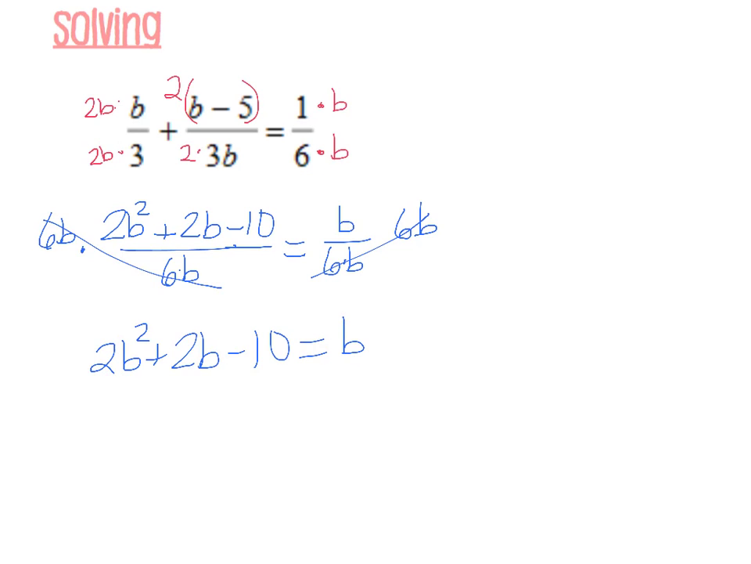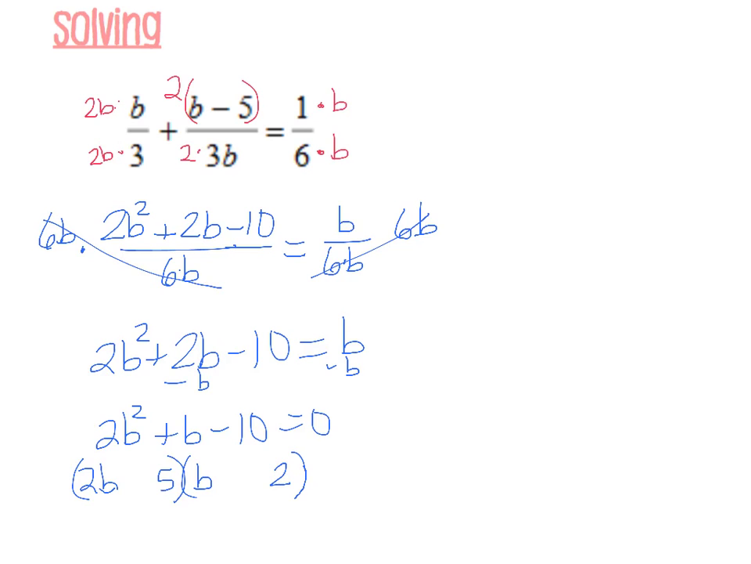The fractions are gone. This looks like it's a quadratic, so let's bring the b over here and try to do some factoring. You want it to equal 0 since it's a quadratic. 2b and 1b and factors of 10. My signs are going to be different. I'm going to go with a 2 and a 5. That gets me outer of a 4b, inner is a 5b. That's going to be perfect. Let's make that a plus and that a minus.